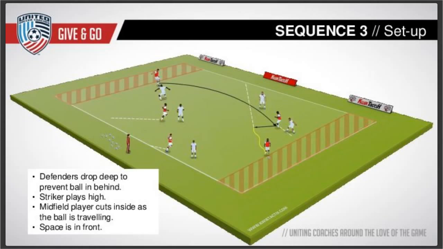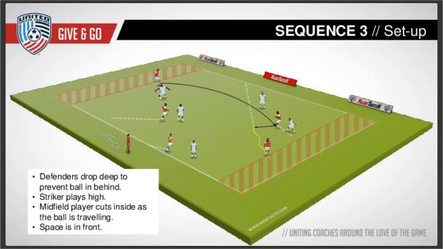In the third sequence, the defense has dropped deep and has not allowed room behind them in order to play over. So the option here is still to play a longer pass, but to a high-lying central striker who has the ability to hold the ball up.